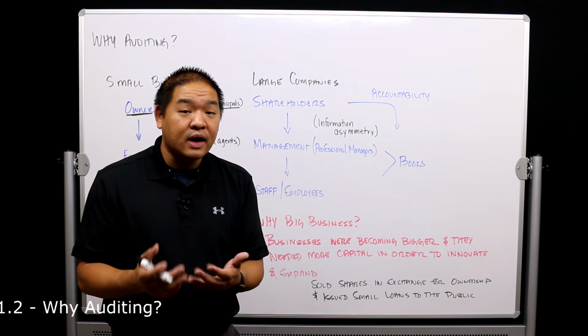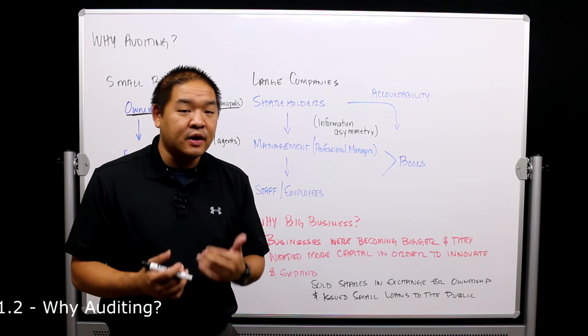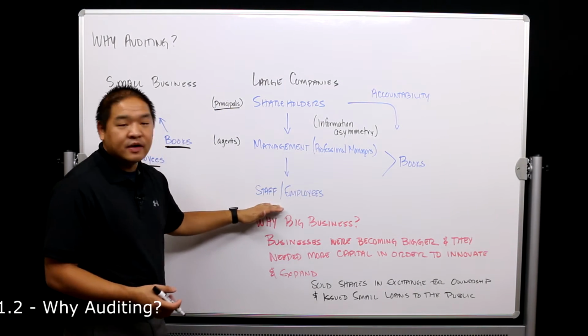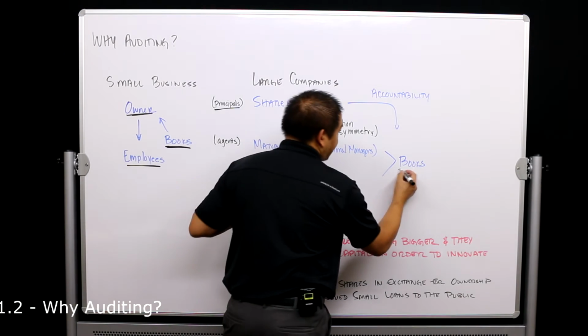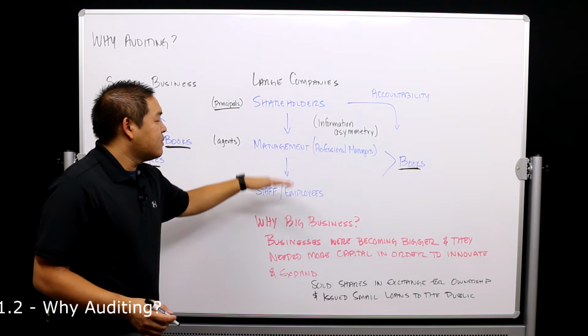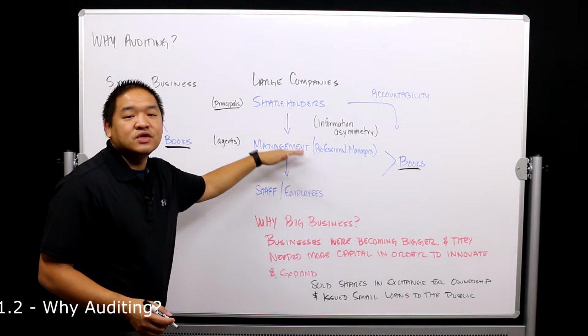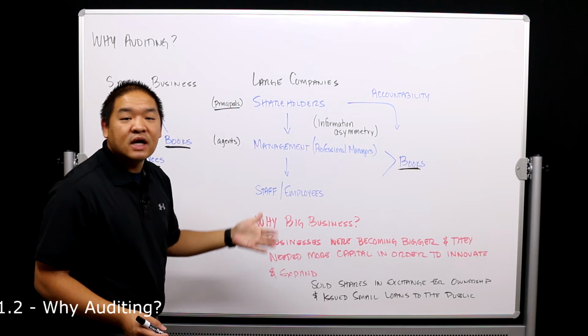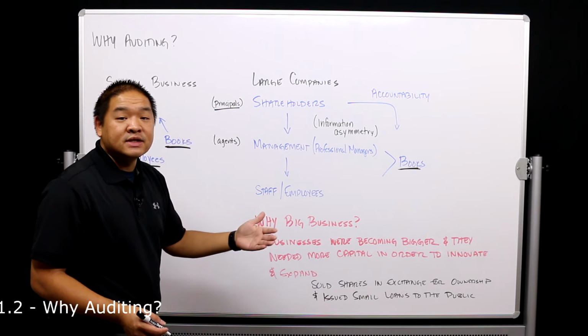So if they're not running the business, who is doing the books? Well, who's doing the books are these professional managers and these staff and employees, okay? So we've got these people that are doing the books. Now, managers would like to have the best interests of the shareholders in mind. That's how they keep their jobs. But sometimes greed gets in the way.